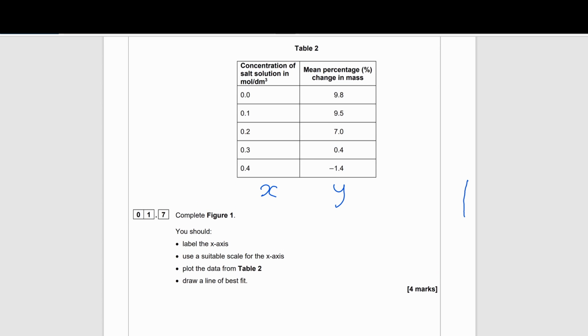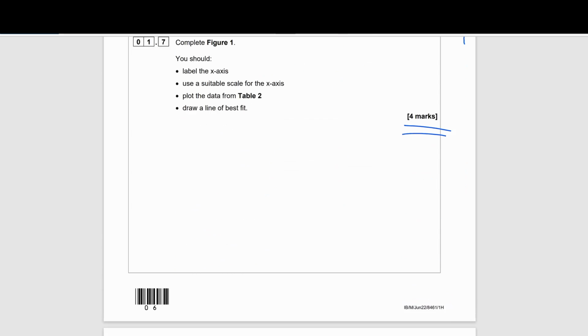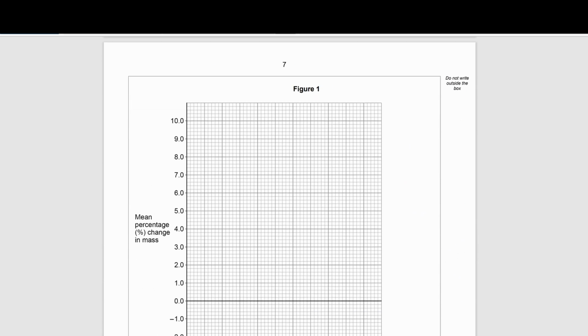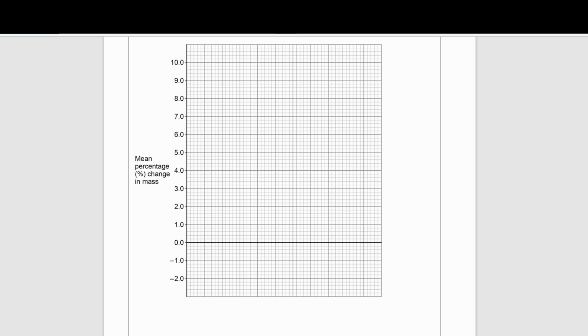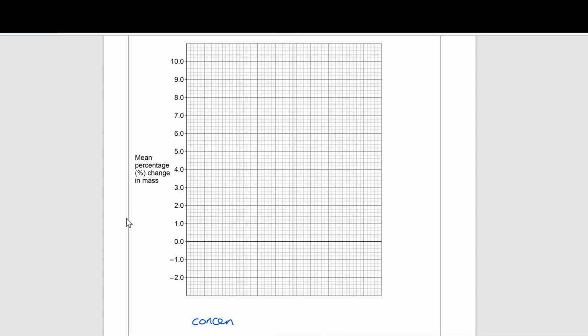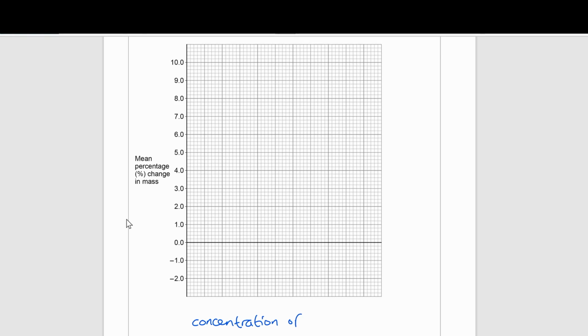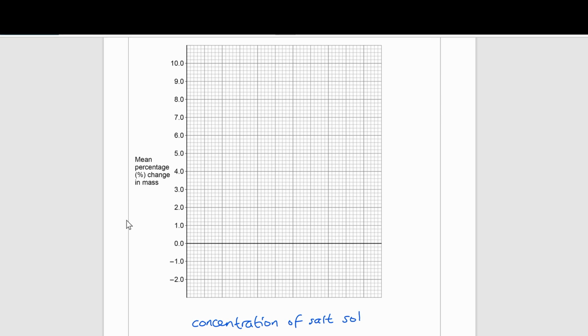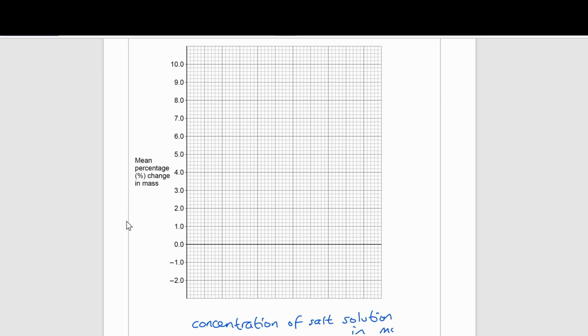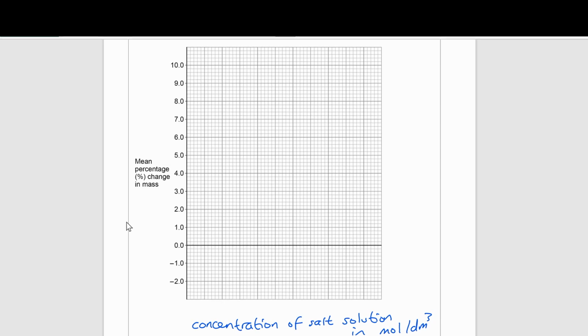You should label the x-axis, use a suitable scale for the x-axis, plot the data from table 2, and draw a line of best fit. So it's given us the different points that we need to ensure that we can get 4 marks. So the first thing that we would need to do here is we need to label our axes. So what our axis should be is concentration of salt solution in moles per decimeter cubed.